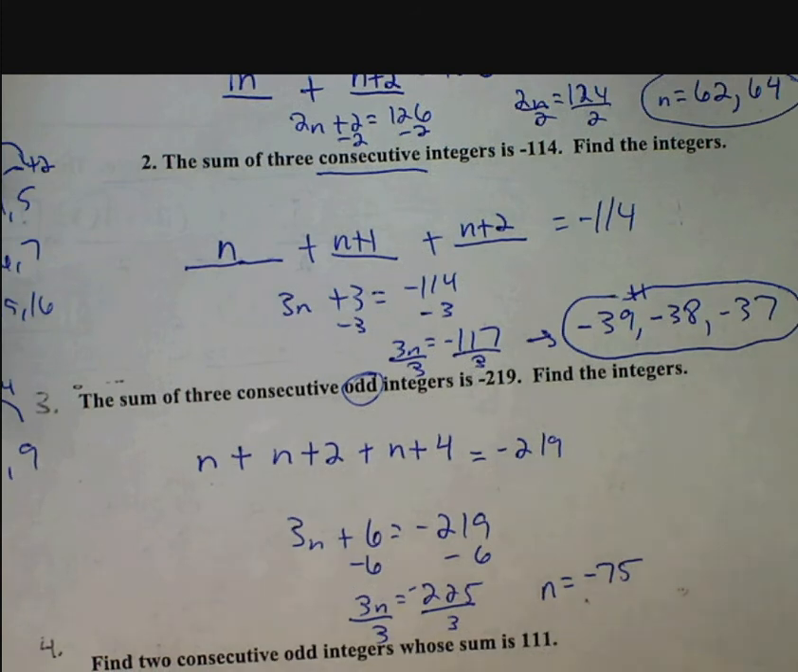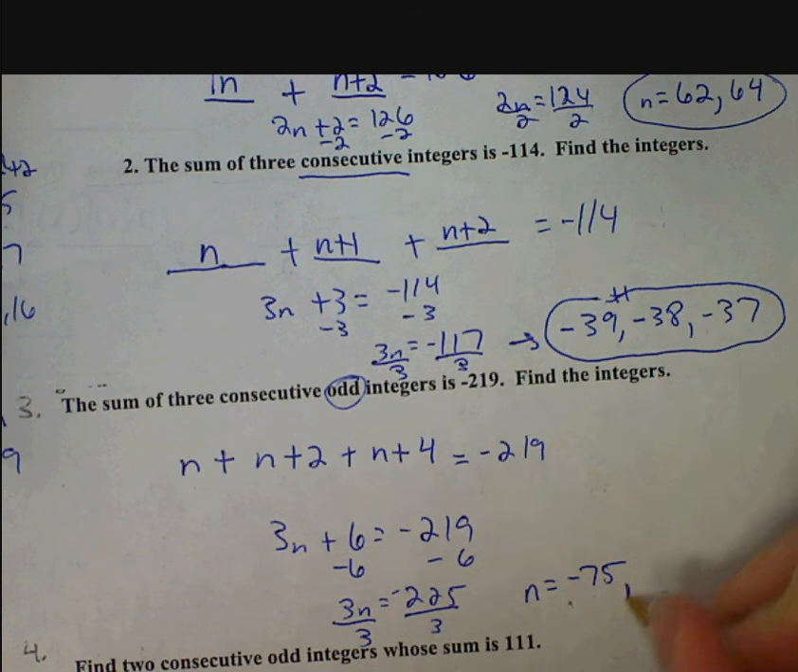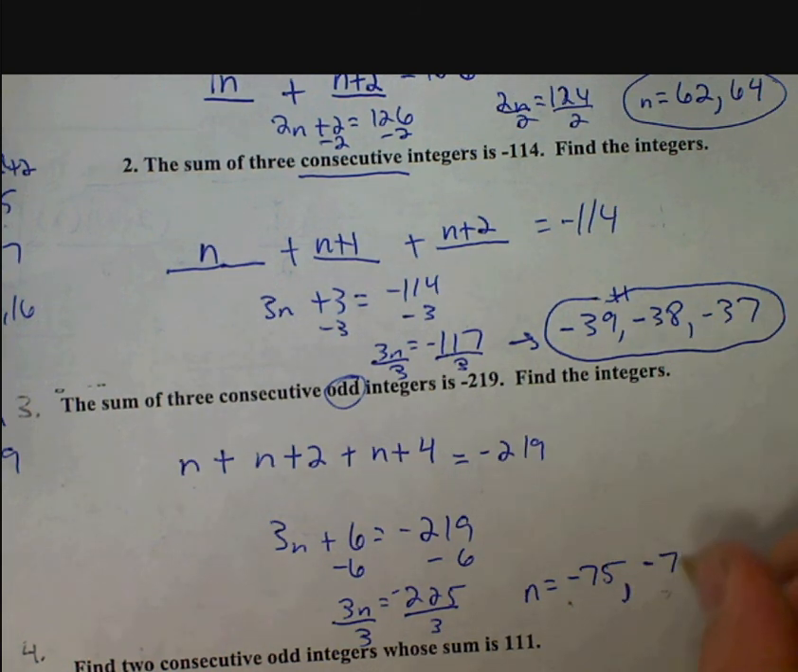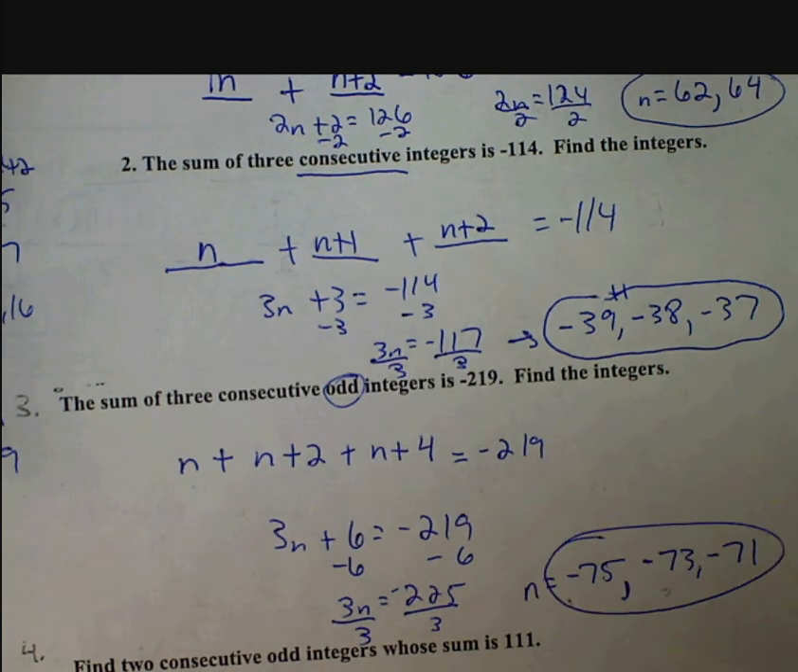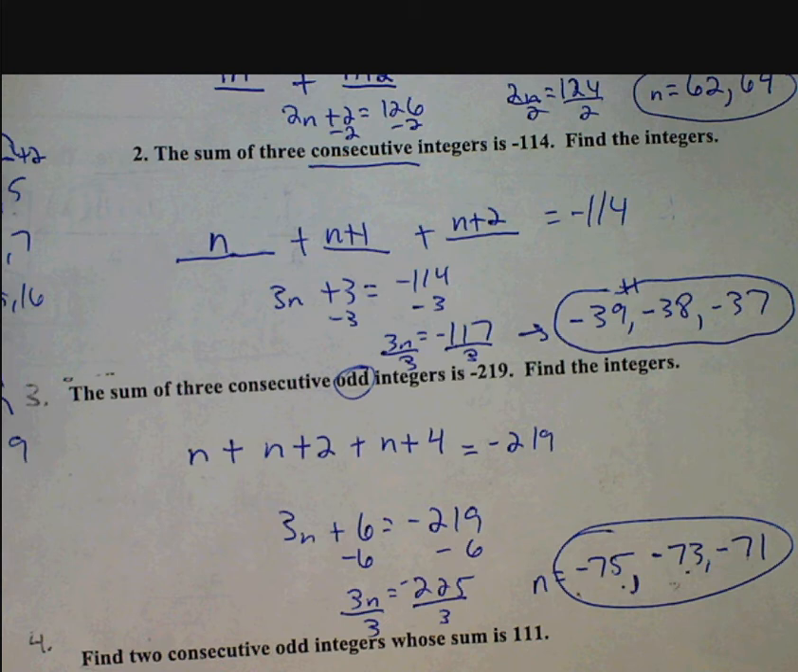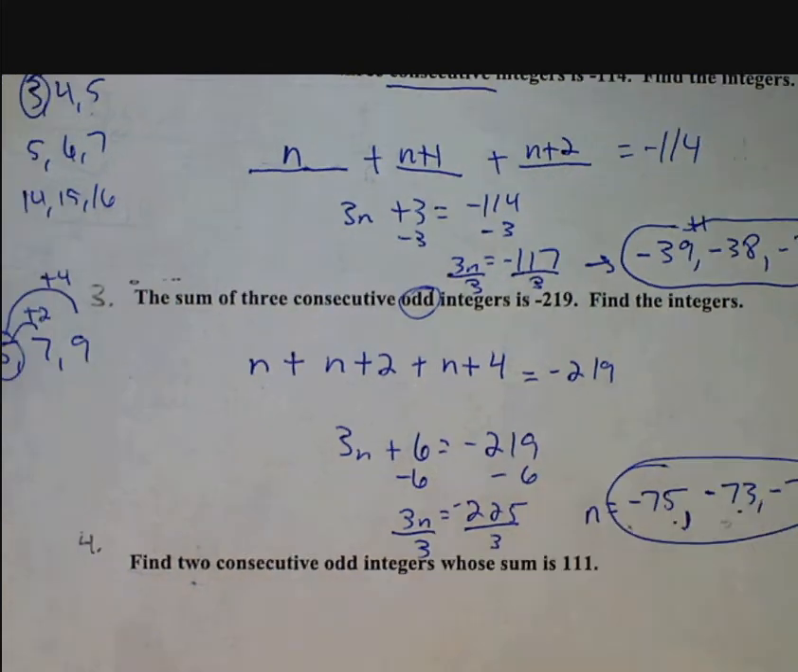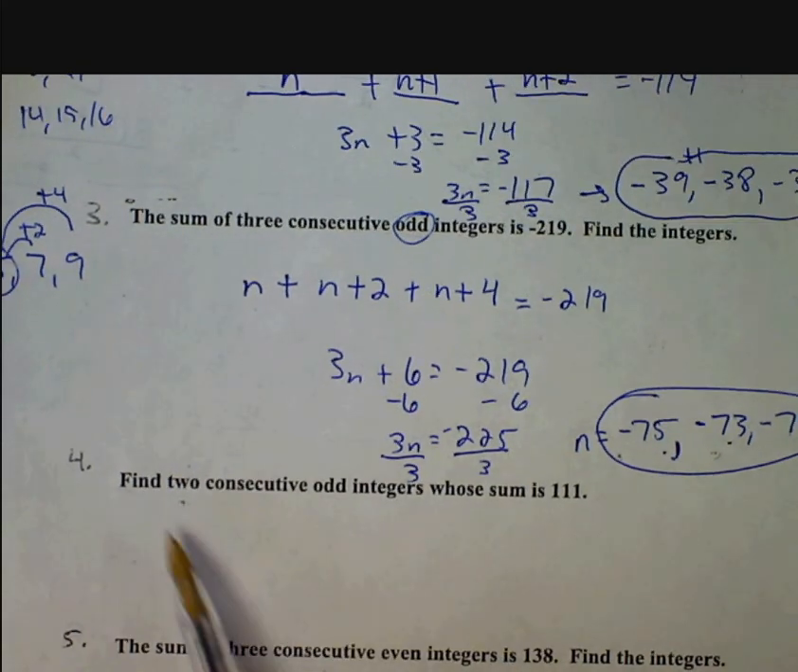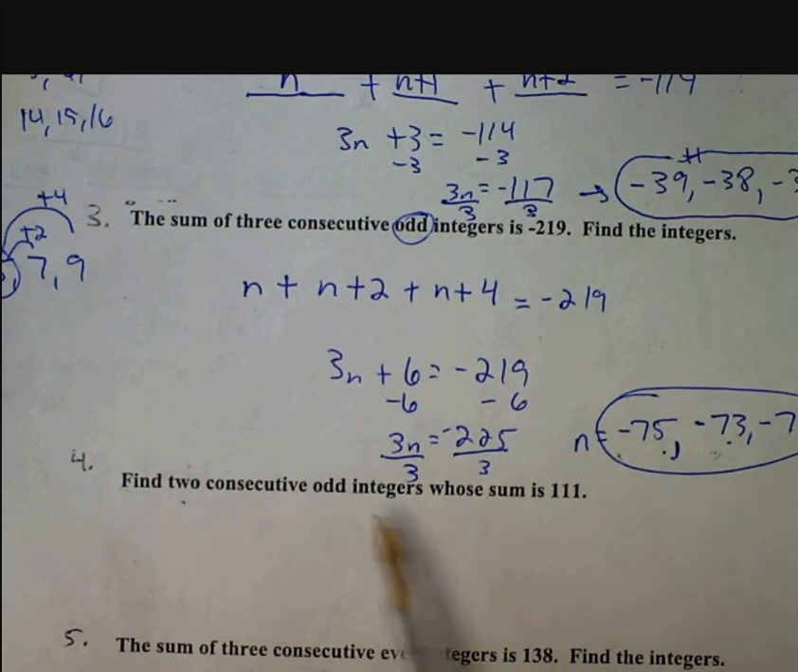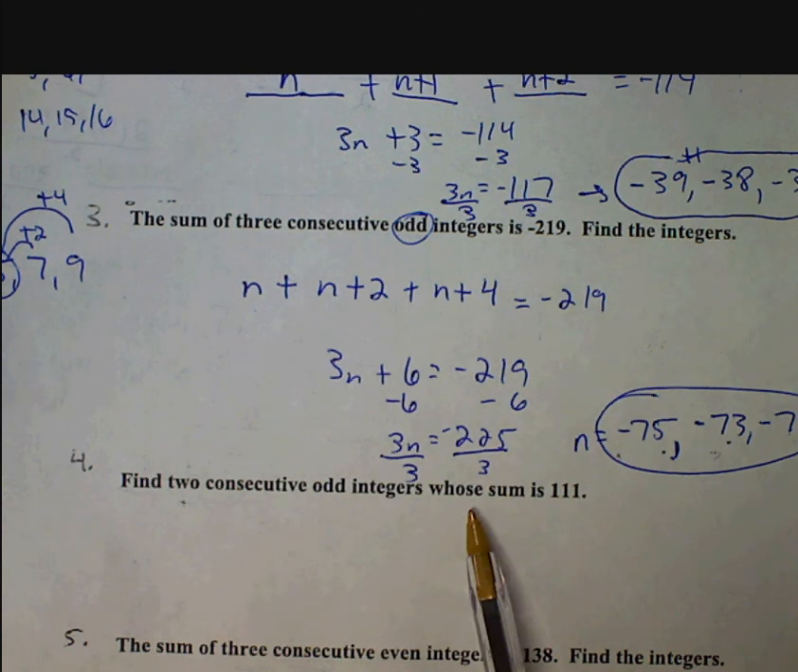I need 3 odd integers. Negative means I've got to go less in debt. The next odd integers would be negative 73 and negative 71. I am guaranteed that these three added together will give me negative 219. Number 4. Two consecutive odd integers whose sum is 111.